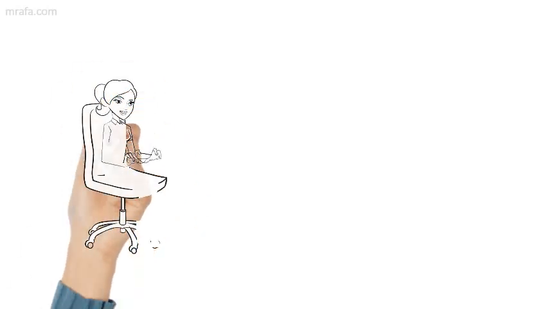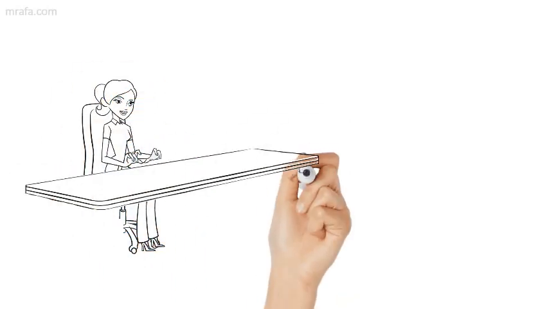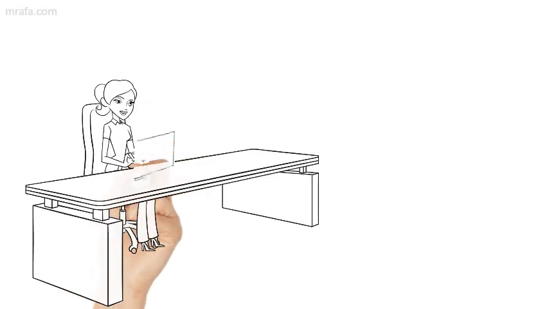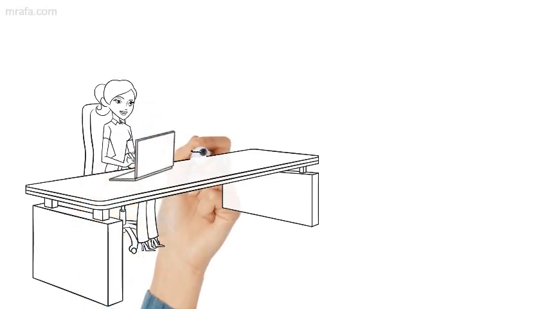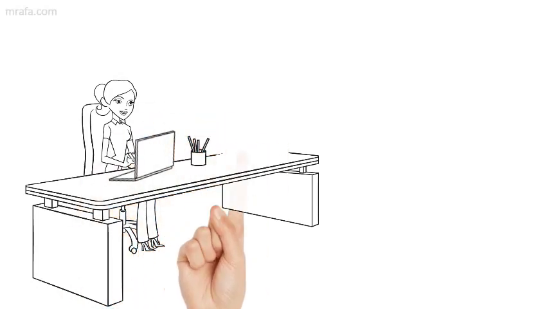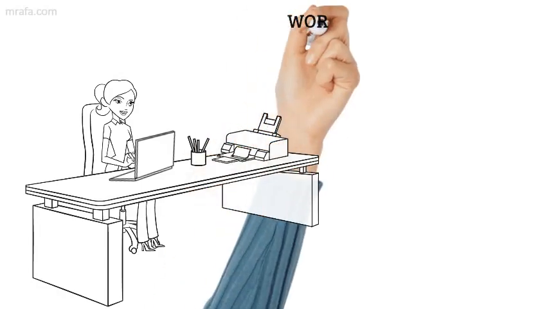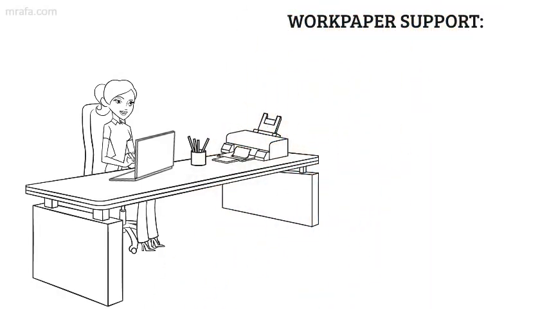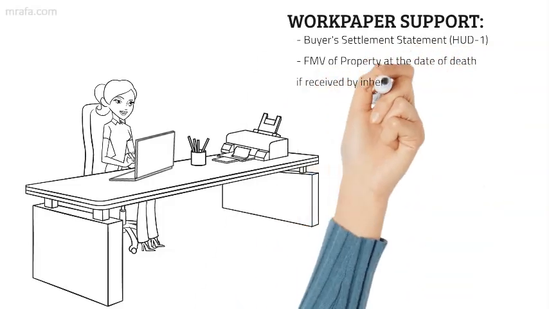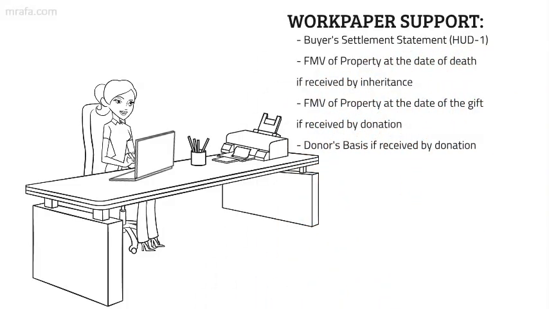And then you will need the following documents to support your numbers on your tax return. One is a buyer's settlement statement, which is HUD-1. This is where it can help you get all of those settlement fees that you can add to the cost of your capital asset.